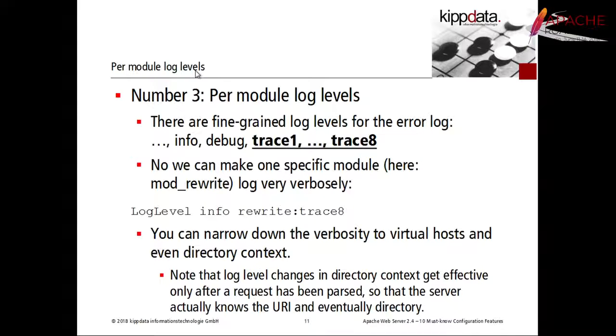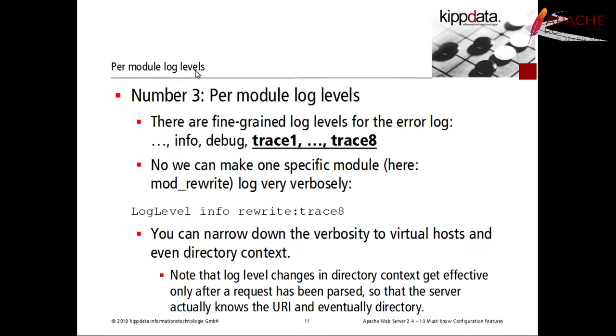Number 3, per module log levels. In the past, you could only change the log level globally for the server. And then, for instance, if you had proxy or SSL running and you changed your log level to debug, you got flooded by log lines because they logged a lot on the debug log level. There was no chance doing it in production. Now you can do the log configuration on a per module basis.